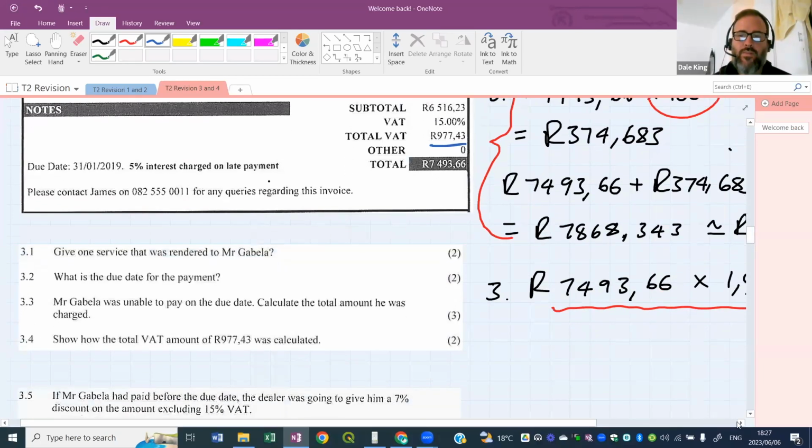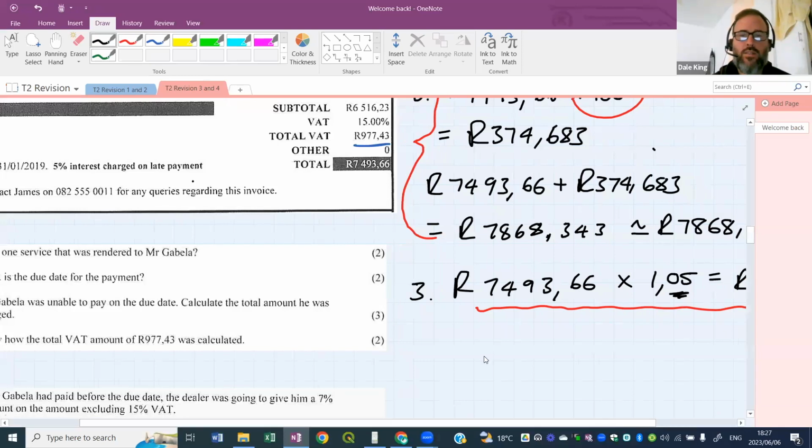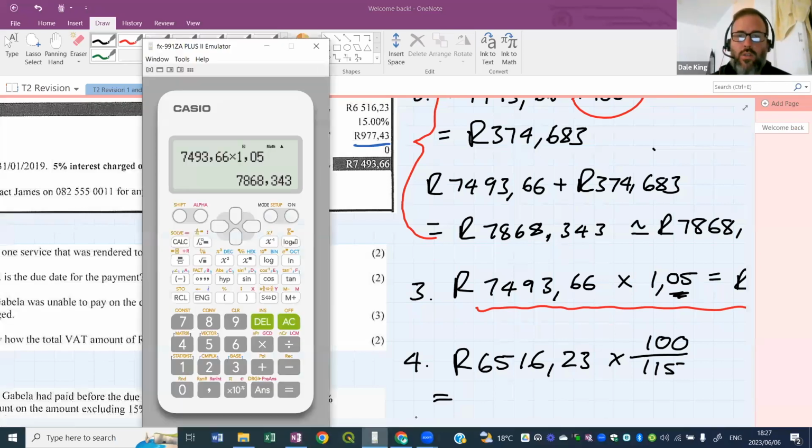I think they used it VAT exclusive. So what would you do? Walk me through it. It's 100 over 115. Very interesting. Do you multiply by that fraction? Yes, you do. Okay, let me try it out here. So 6516. We're taking the subtotal now. Is that right? Yes. And you multiply by 100 over 115. Very interesting. Let's do it quickly on the calculator. We should get the same value, 977.43.